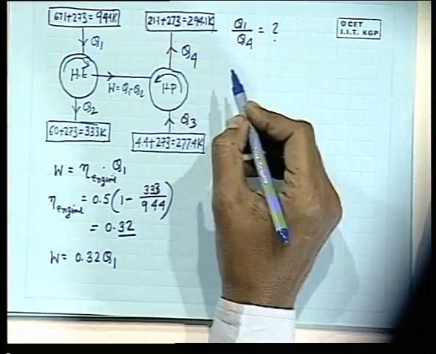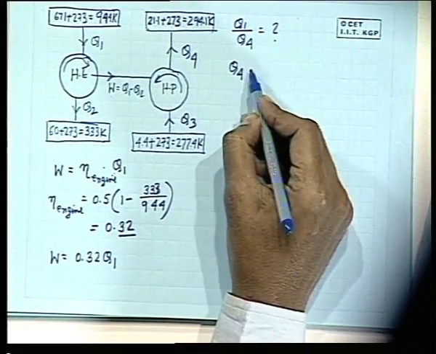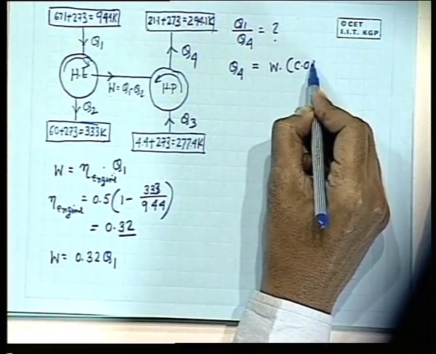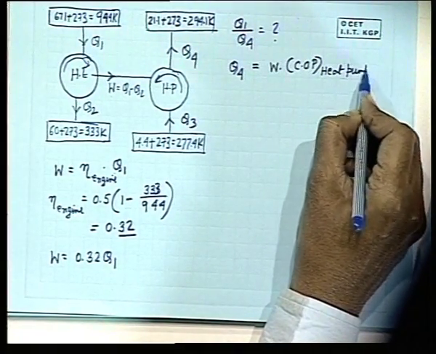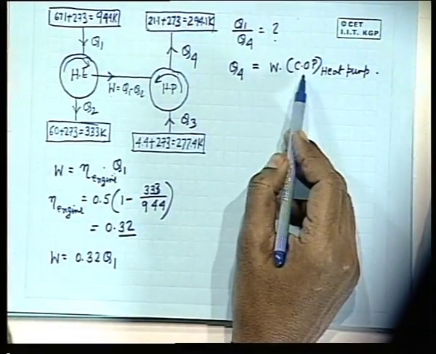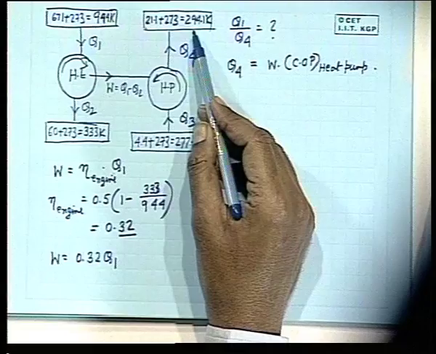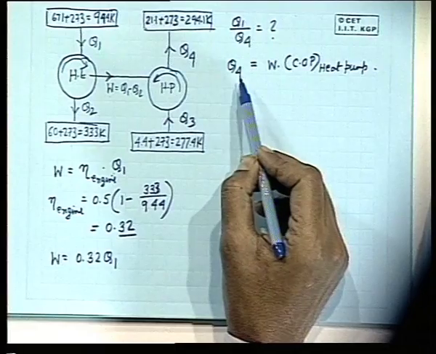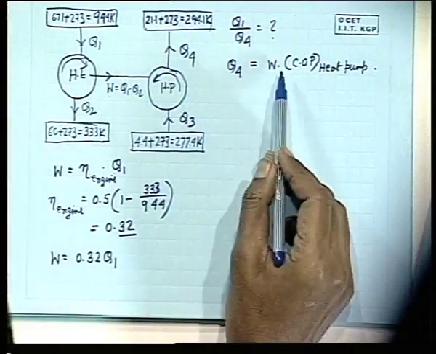All right. Now, this W drives the heat pump. So, therefore, what will be Q4? Now, Q4 by W is the COP. So, Q4 is W into COP of heat pump. This is all right. Q4 is W into COP of heat pump, because the COP of heat pump is defined as heat delivered to the high temperature reservoir, where this machine is acting as a heat pump. This is the output parameter of our concern, divided by the input to the machine, which is the work.